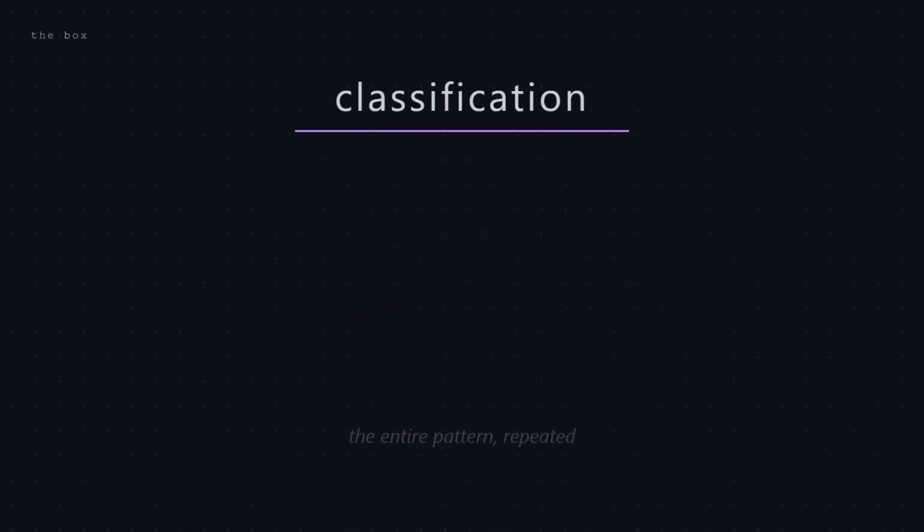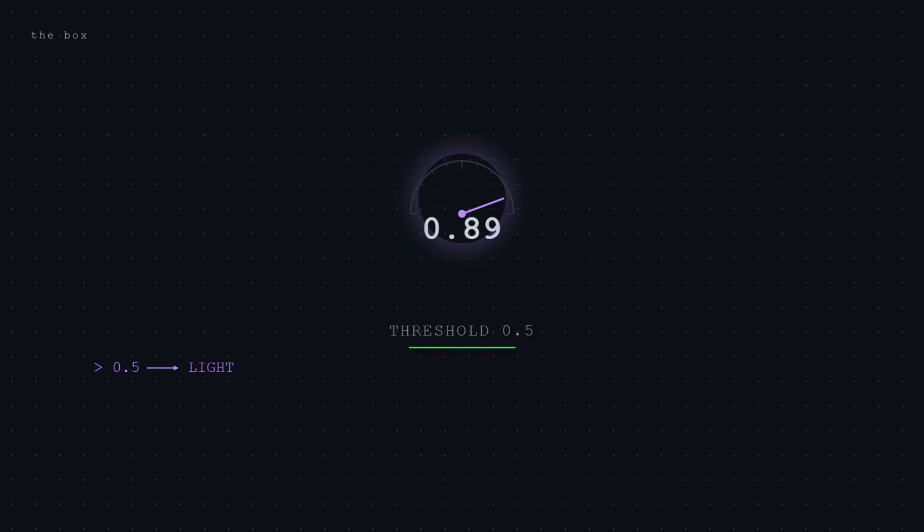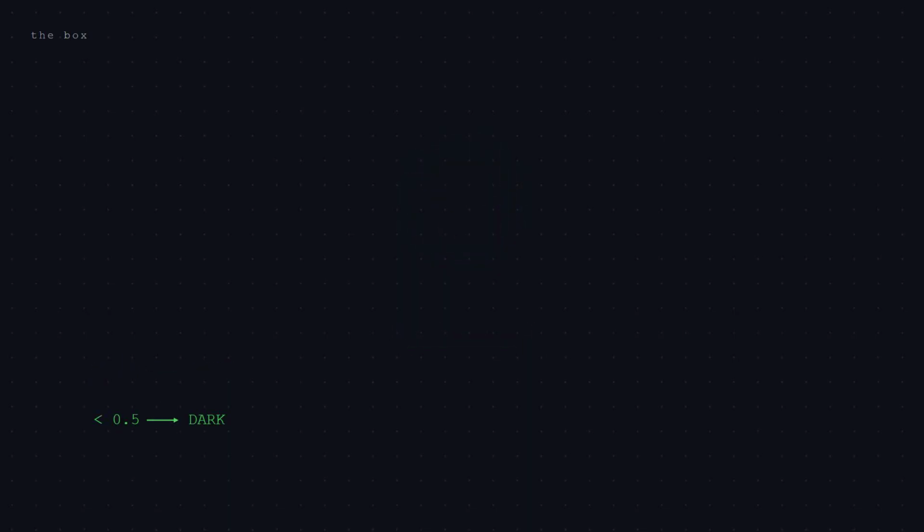The task here is classification, not predicting a continuous number like a house price or tomorrow's temperature, but choosing between 2 categories: light font, encoded as the number 1, dark font, encoded as the number 0. The output the network actually produces is not exactly 1 or 0. It is a probability between them, a number like 0.89. The decision rule on top is a threshold. Above 0.5, we call it light. Below, we call it dark. Everything else is degrees of confidence.